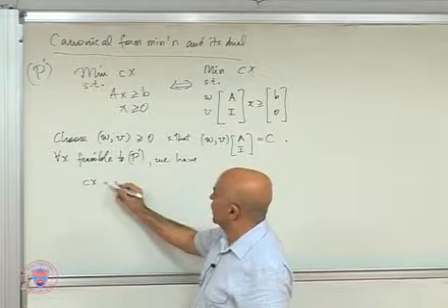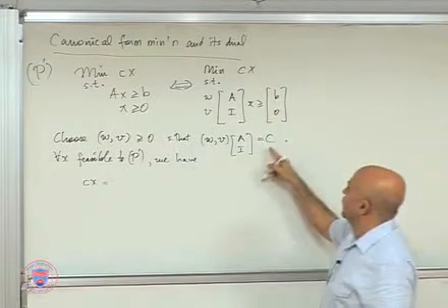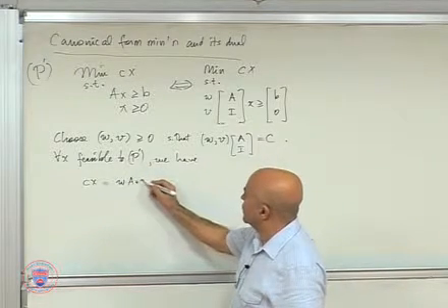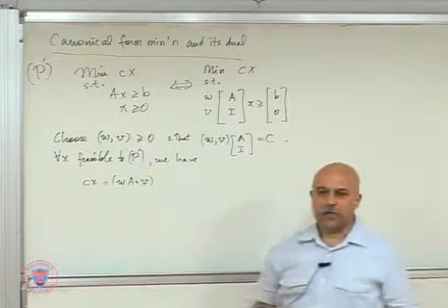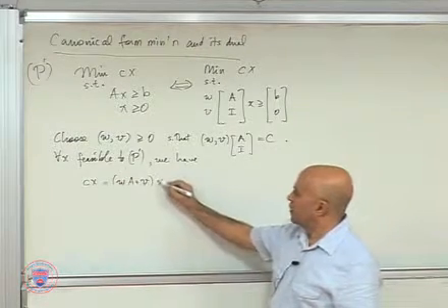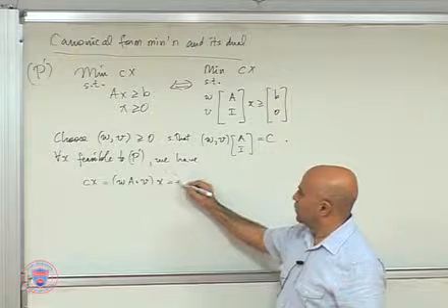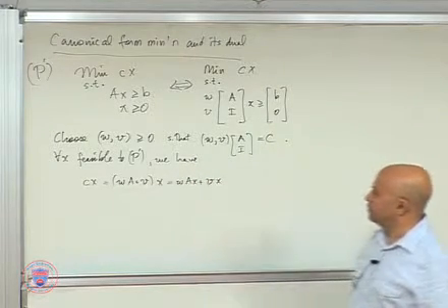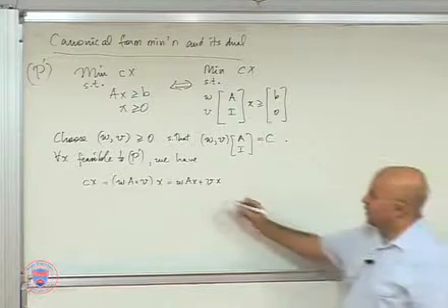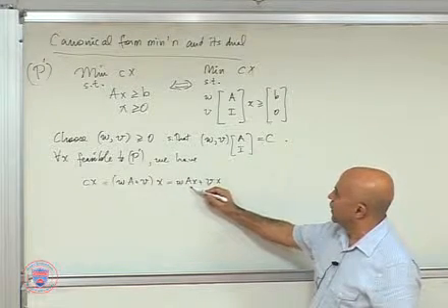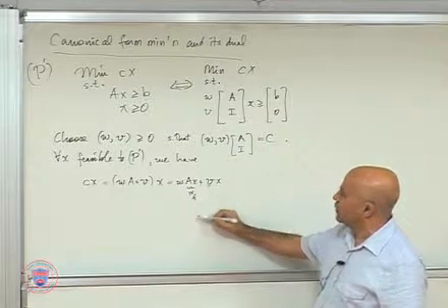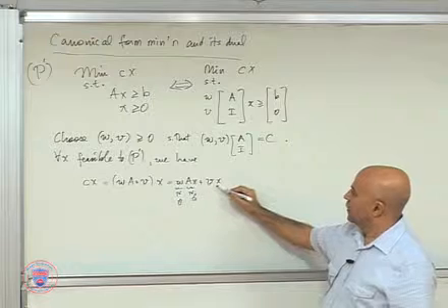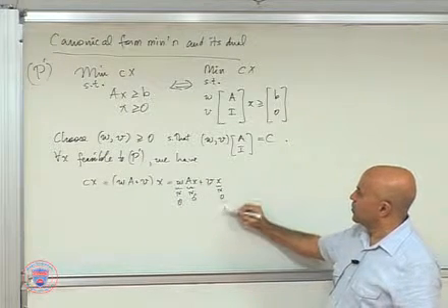Cx equals, C is expressed by this, which is WA plus V. That's what you get for C times X. And that, of course, gives you WAX plus VX. Now, what do we know about AX? It's greater than or equal to B. W is non-negative. X is greater than or equal to 0.